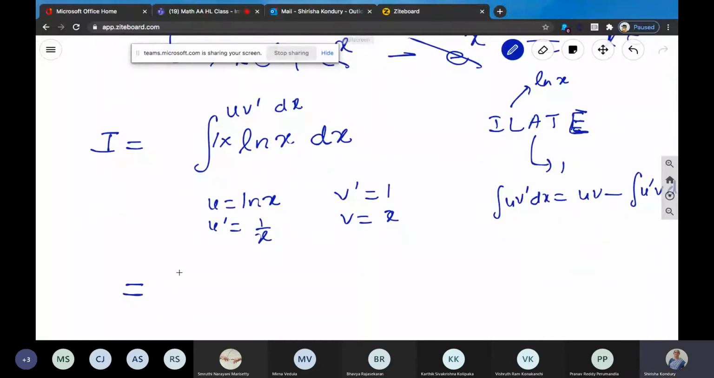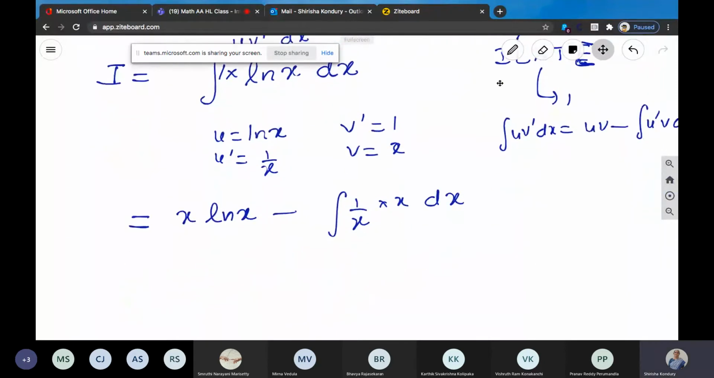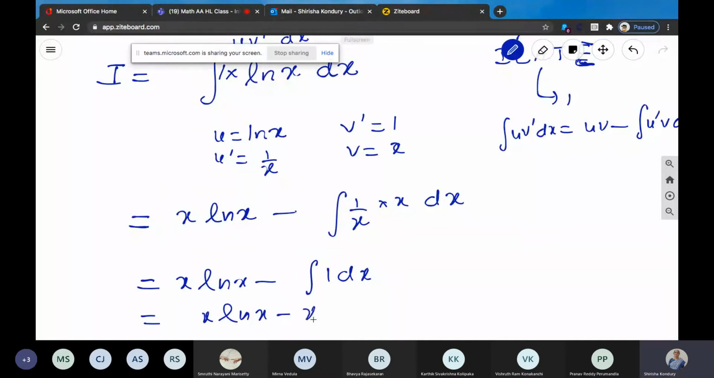So my formula becomes u into v minus integral u dash into v. Fantastic. Became so simple. I know what is the integral of 1. That's my answer. And if I want to verify, please take derivative and see if you get back ln x.